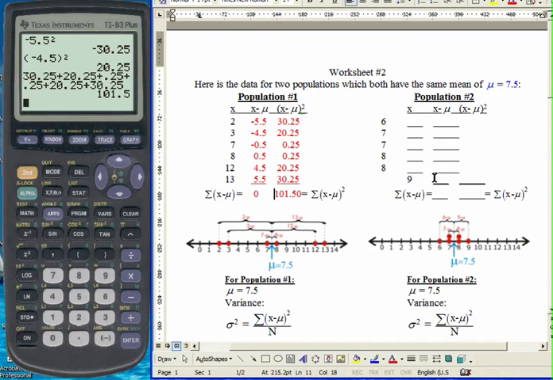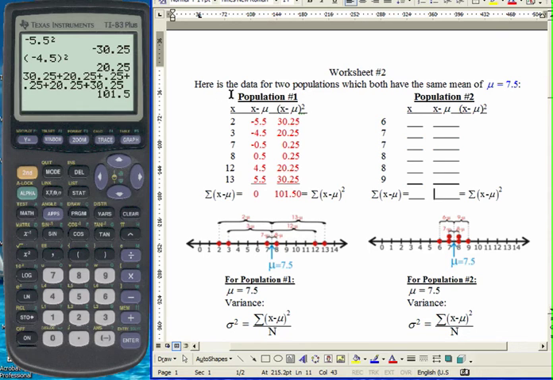All right, so on your own, why don't you go ahead and fill in for population 2, doing the same thing that we just did over here. So hit the pause key on your video playing, and then once you're done, hit the play button and see how you did.